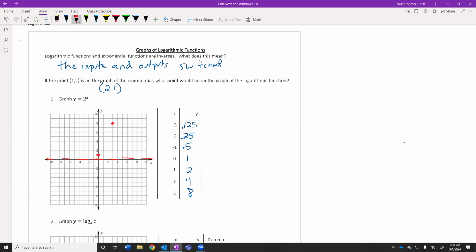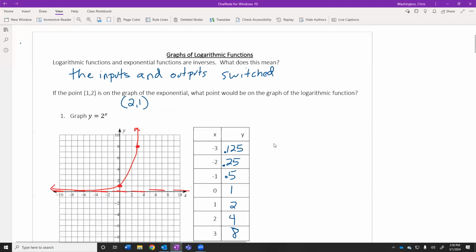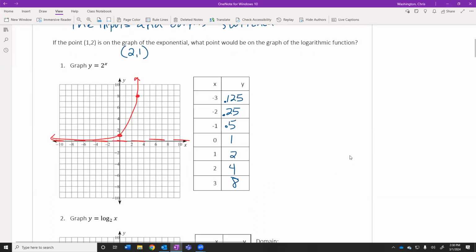And then we know the graph's going to get really, really close to the asymptote over here. And it's going to turn and go up to the right. So that's the graph of an exponential. We looked at those the other day. That's what it looks like. We're going to use that idea to help us graph the logarithm.